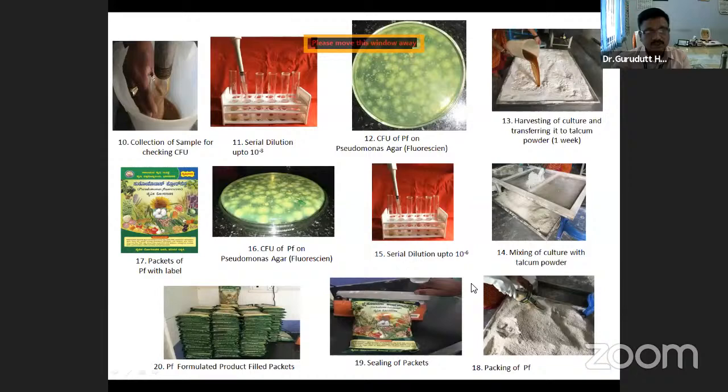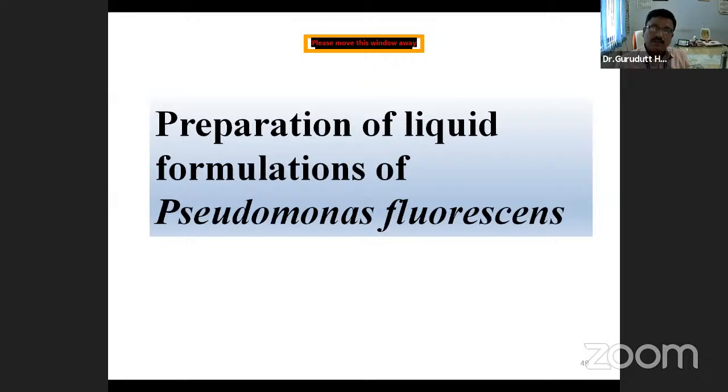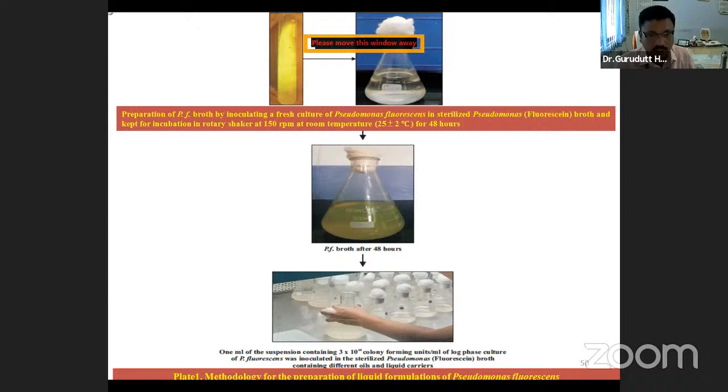So this is about talc based formulations, the commercial production of Trichoderma as well as Pseudomonas fluorescens, which are being used as biocontrol agents for management of various crop diseases. And now we have also just started the preparation of liquid formulation of Pseudomonas fluorescens. Here also you have to get the culture, so the 1 ml of the suspension containing 3 × 10⁻¹ colony forming units per ml of log phase culture.